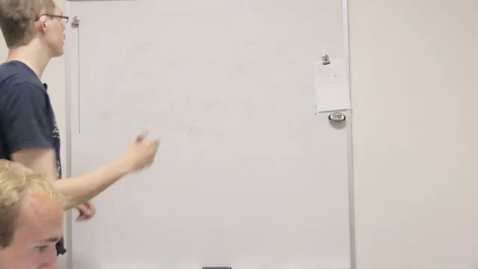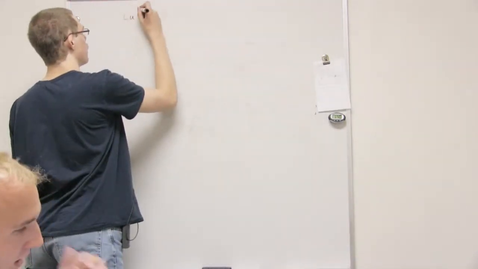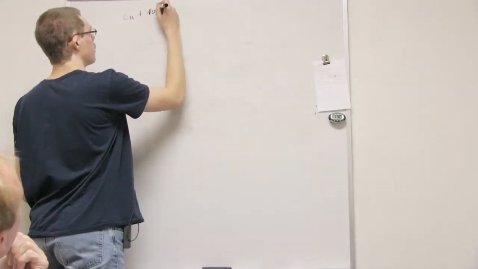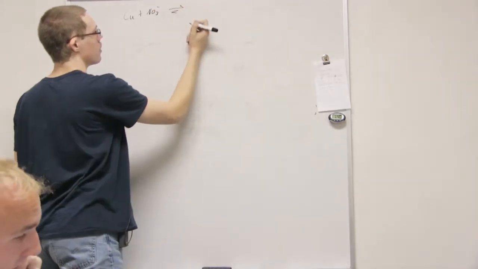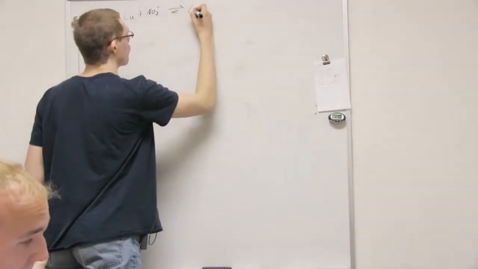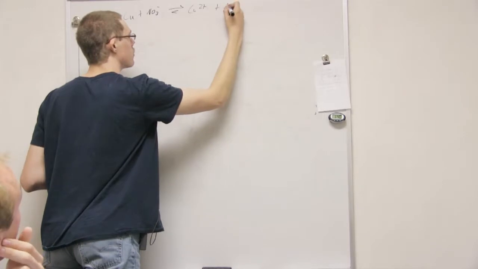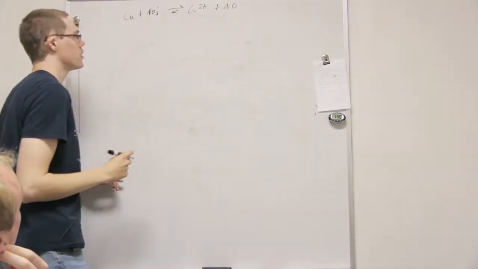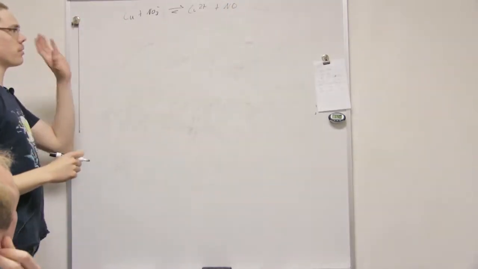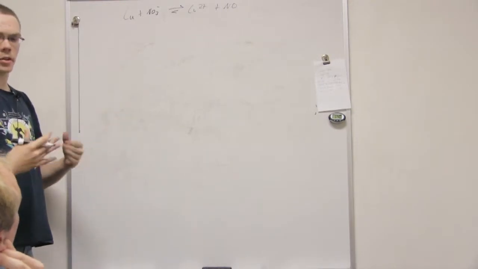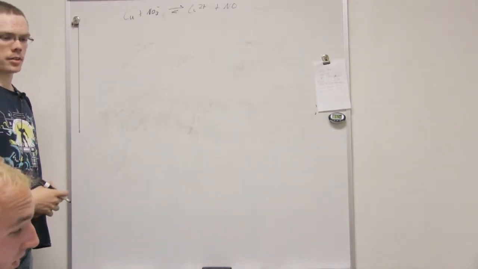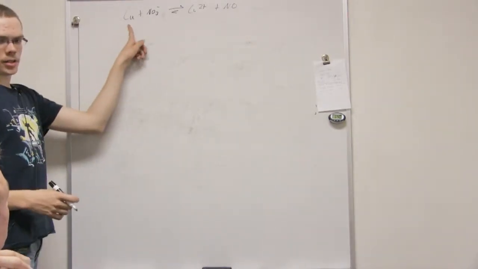Alright, first things, so it's Cu plus NO3 negative goes to Cu2 positive plus NO. Okay. So, first things first is you look for anything that's kind of in its natural state. You could go find it in nature that way. Copper. What would be the charge on this for oxidation?